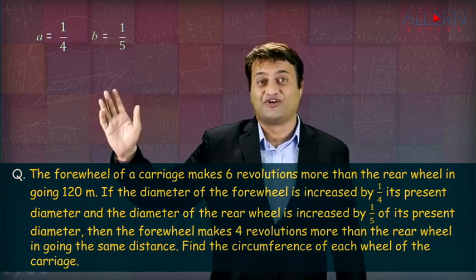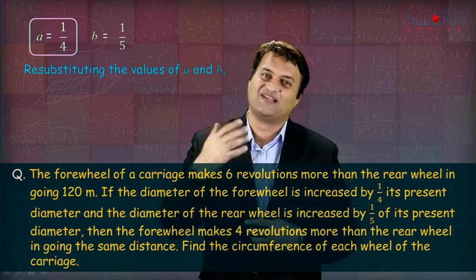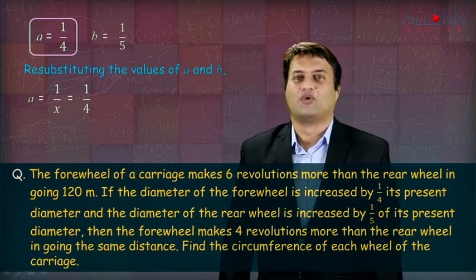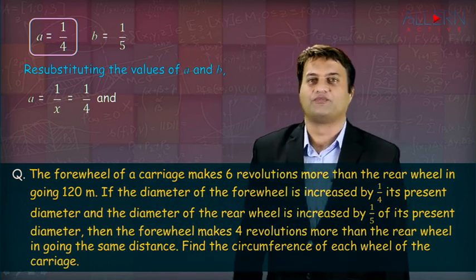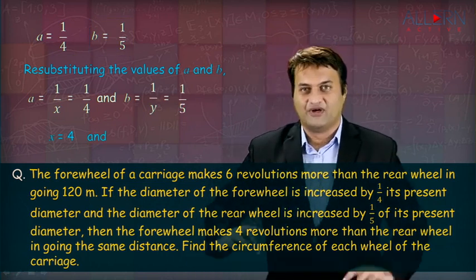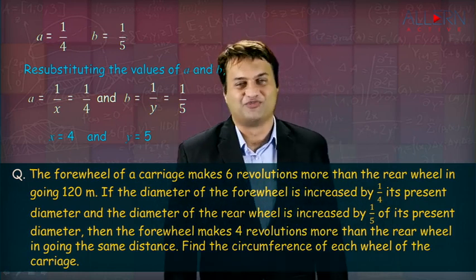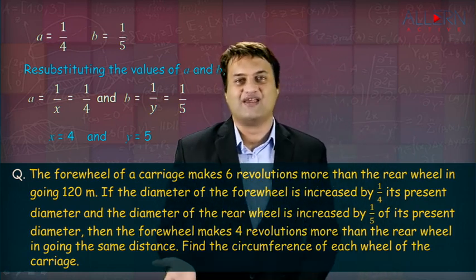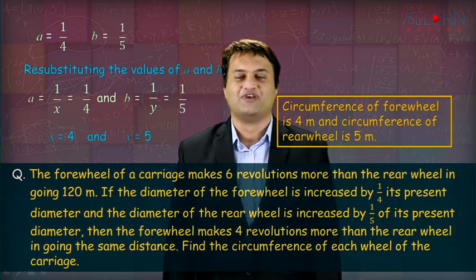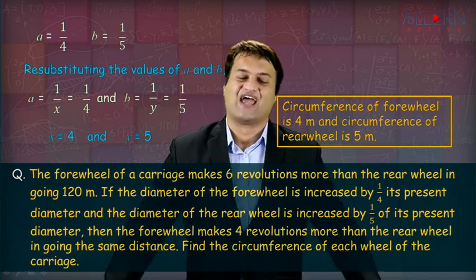Now it's time for us to resubstitute these values, right? Wherever there is a substitution, there has to be a resubstitution. So what we get is a is equal to 1 upon x, which is 1 upon 4, and b is equal to 1 upon y, which is equal to 1 upon 5. We take the reciprocal and we get x is equal to 4 and y is equal to 5. Because x is 4, y is 5, we come to a conclusion that the circumference of the fore wheel is 4 meters and rear wheel is 5 meters. As simple as that.